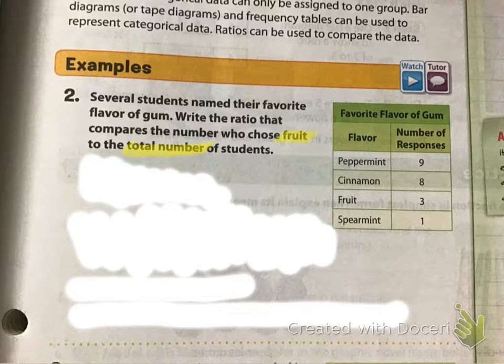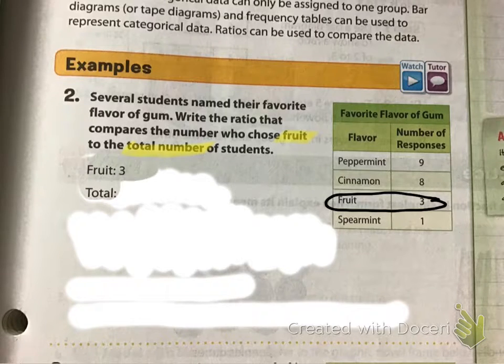Nathan? 3. 3 people chose fruit. And what are we comparing it to? Matthew? The total number of students. So are we comparing it to the 9 peppermint? No. Are we comparing it to the 8 cinnamon? No. The 1 spearmint? So then how much are we comparing it to, you guys? How much, Elsie? 18. Not 18. The total number, Matthew. 21.